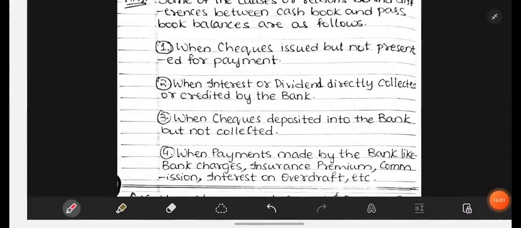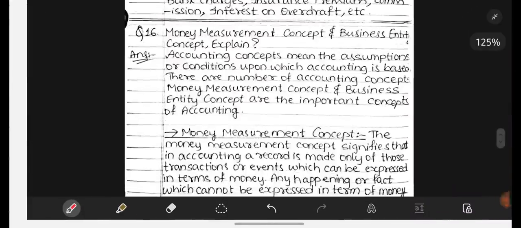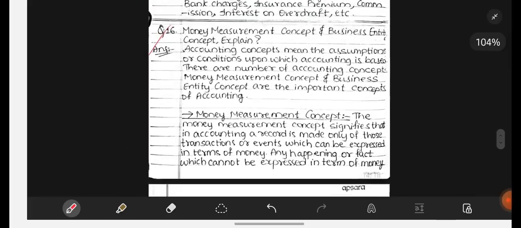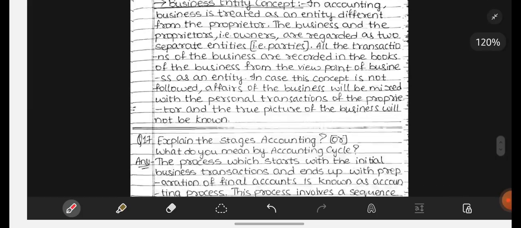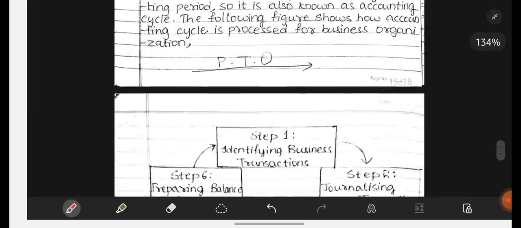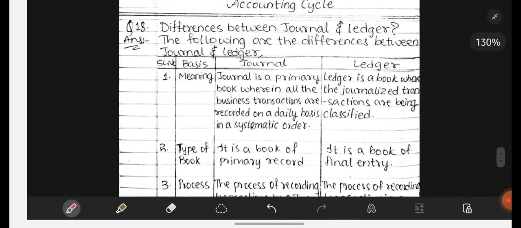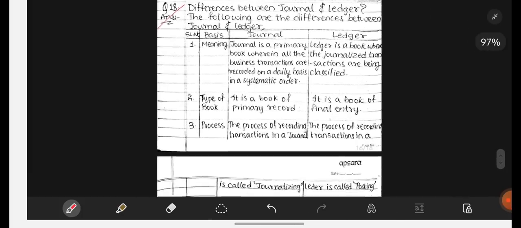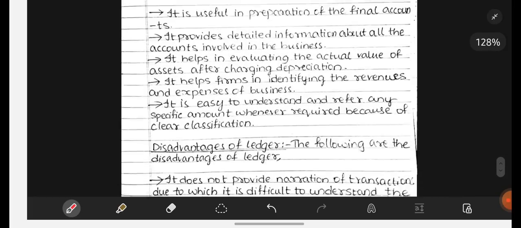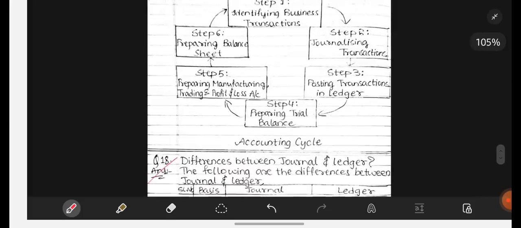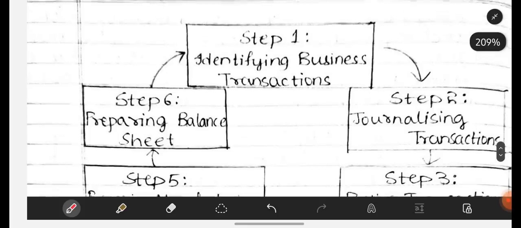Cheques issued but not presented, interest or dividend directly collected, cheques deposited, all that you have to write. Money measurement concept and business entity, you just have a look at this. Okay, I will be sharing the PDF, no worries. Difference between journal and ledger, this is also important. Okay, so this is what it is about your short question answers from your FA-1 examination.